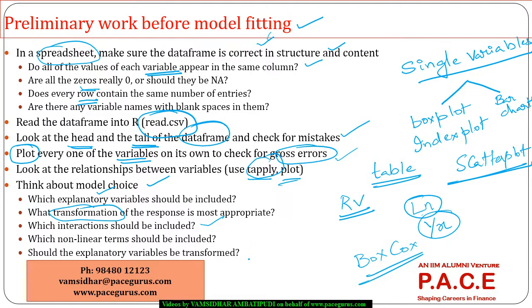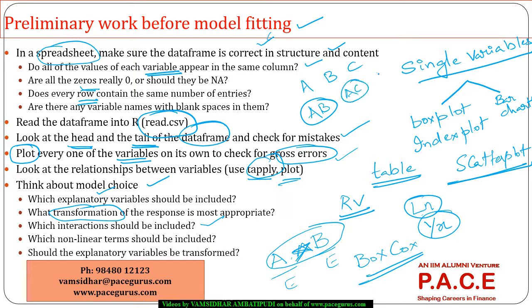Then what interactions should be included? So when I am saying A is an explanatory variable and B is also an explanatory variable, should I include another variable called A multiplied by B? That is what we are calling as the interaction term. The interaction between A and B, should it also be considered as another variable? So those are called as interactions. So I have to really understand what type of interaction should be included. Because if there are three explanatory variables A, B, C, I can include A, B as one interaction term, A, C, B, C.